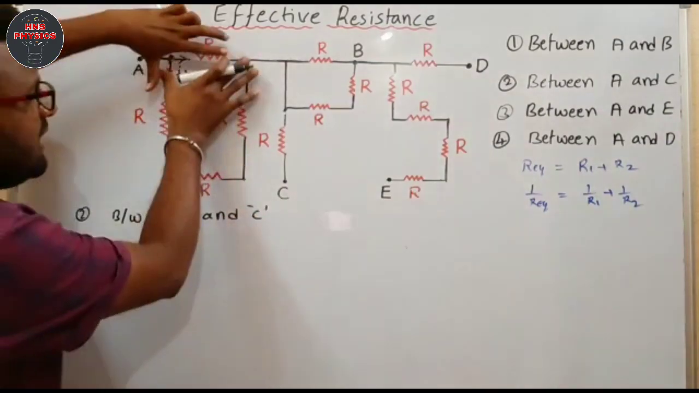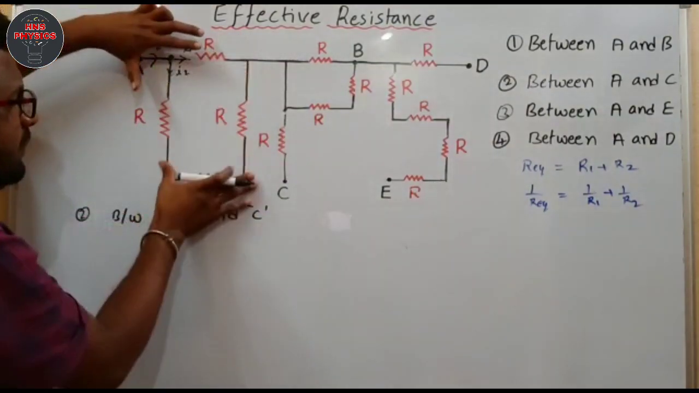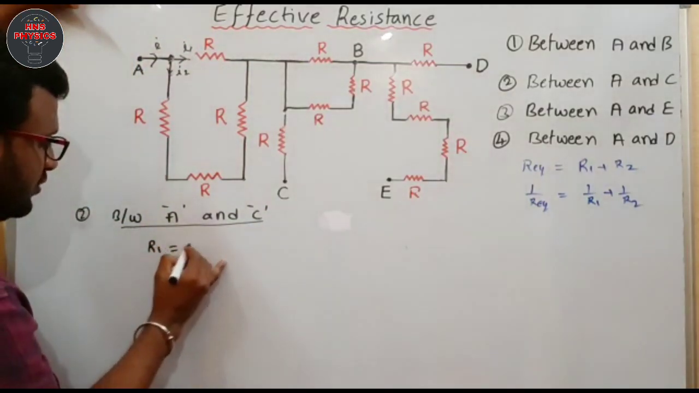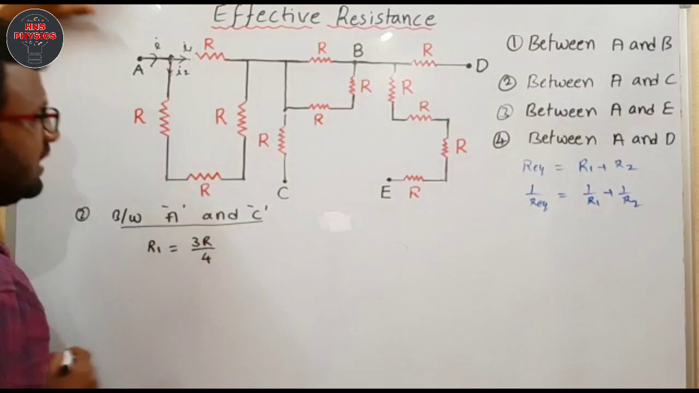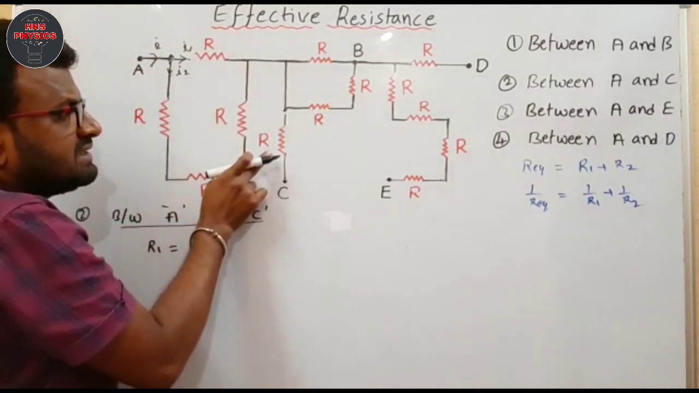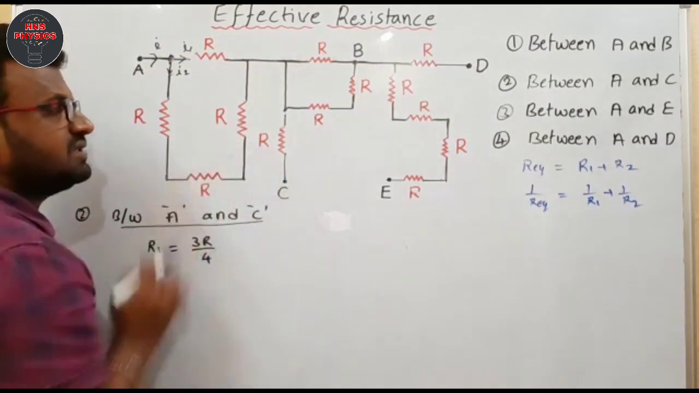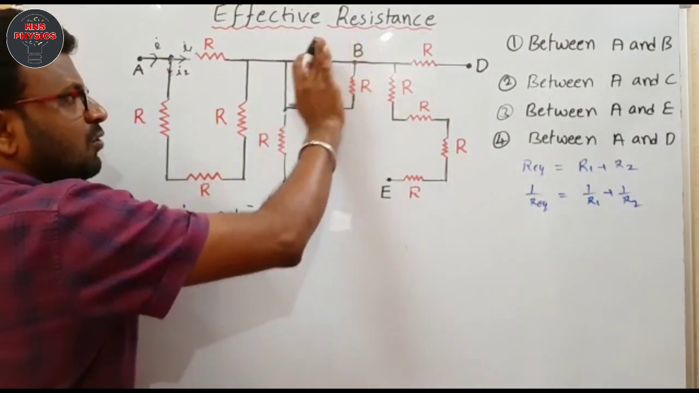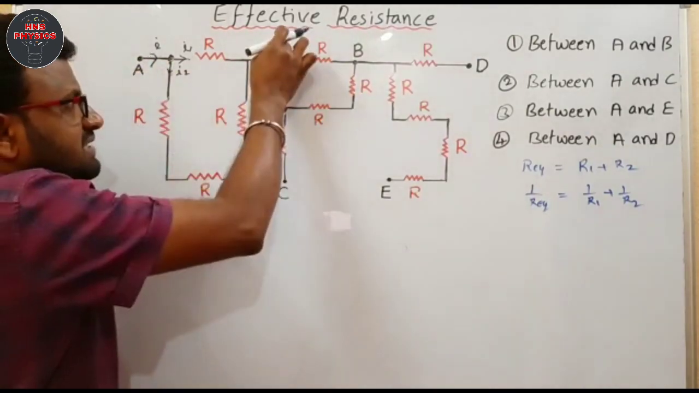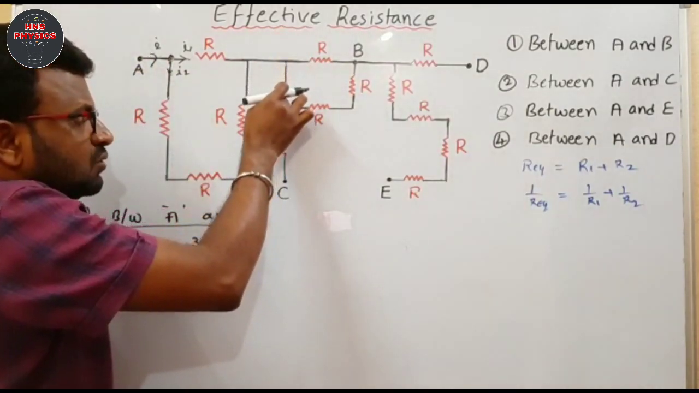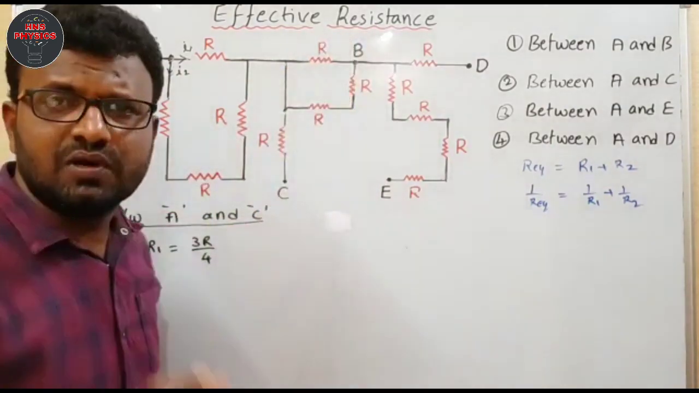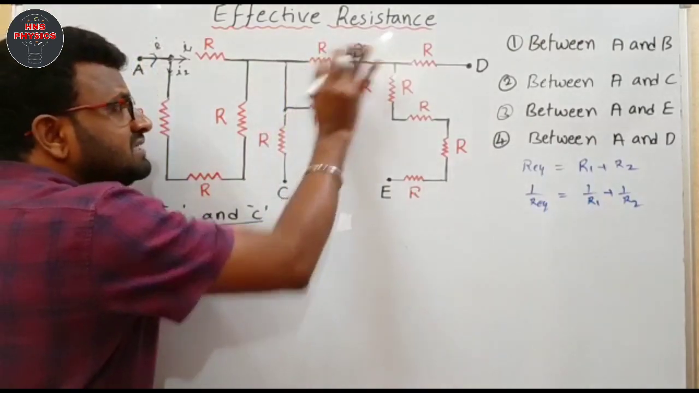We already know the effective resistance of this part: R1 equals 3R by 4. Now this total effective resistance is connected in series with this resistor. So this part is completely open. Here we are asking for the effective resistance between A and C. That means current flows only through this resistor. This part is completely open. Open means there is no current flow through these three resistors.